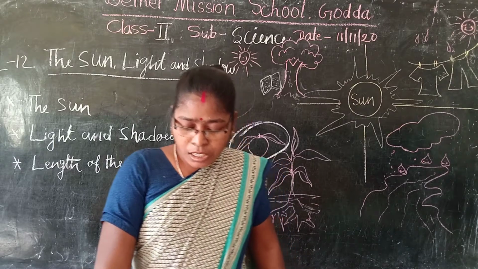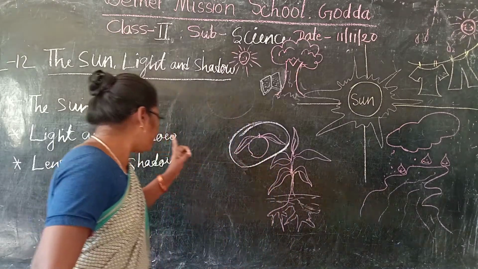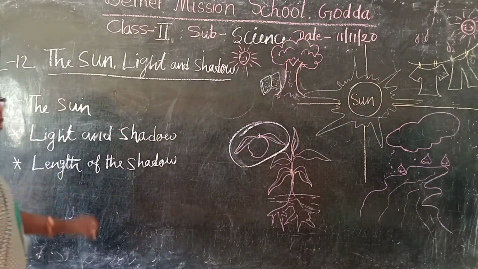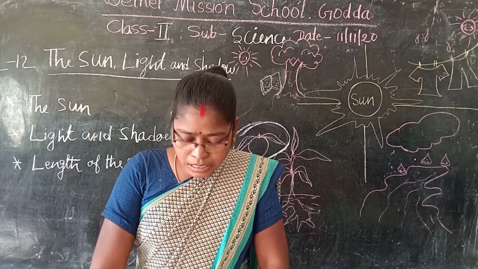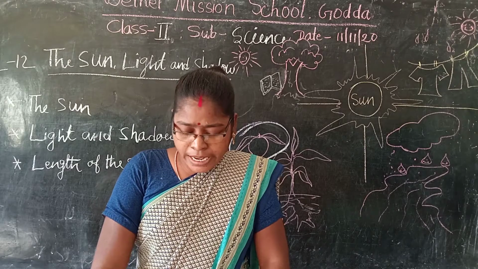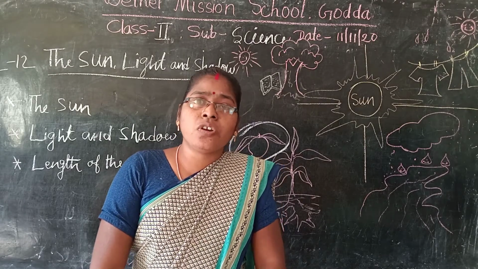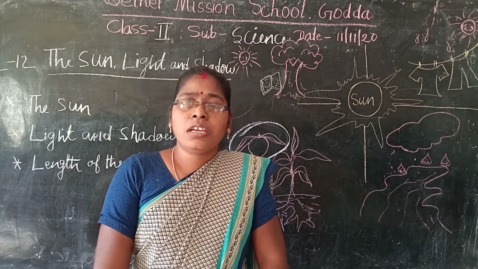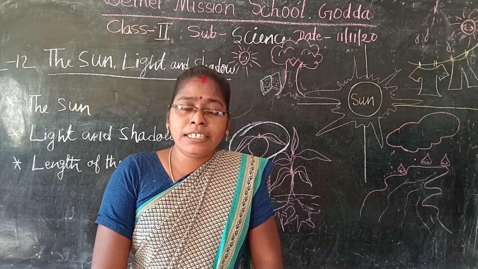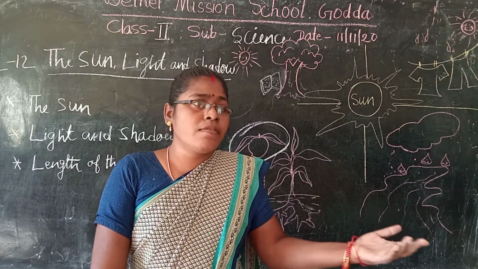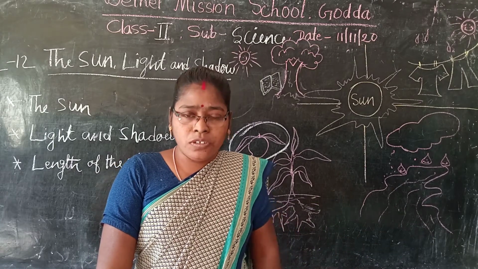Okay, now third point is length of the shadow. So children, the length of the shadow is not always the same. It changes in the morning, evening and afternoon.